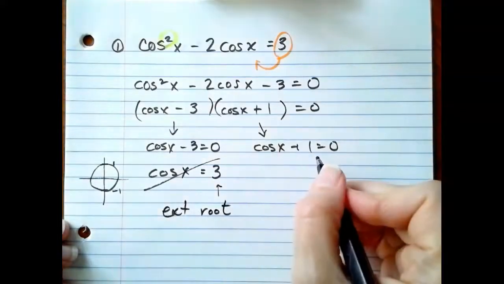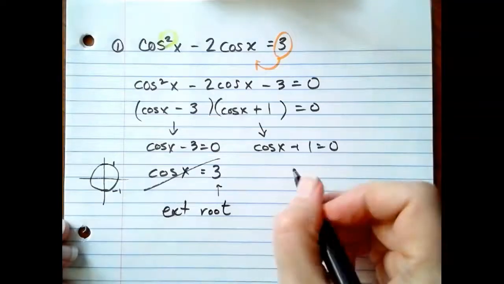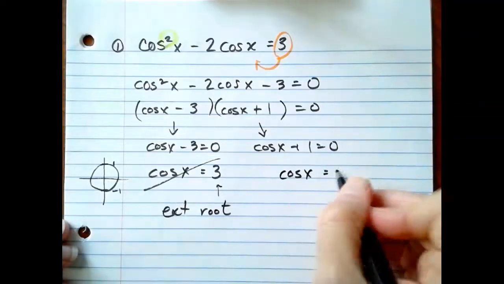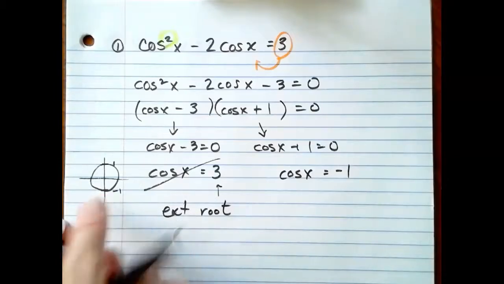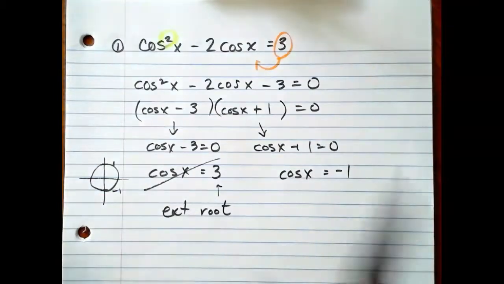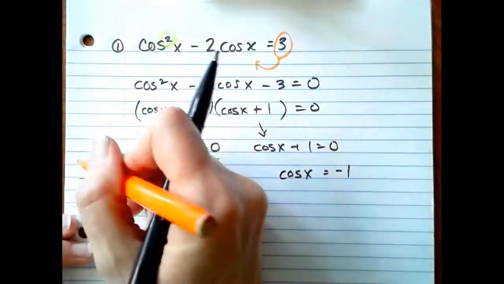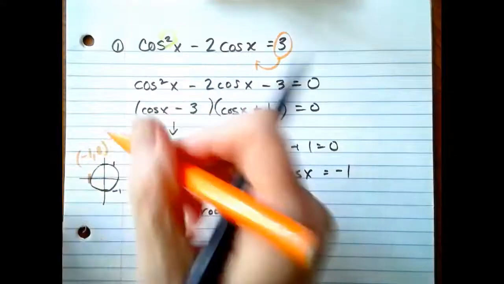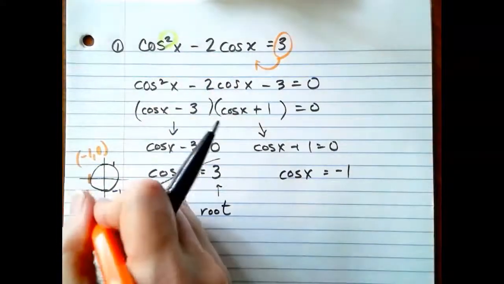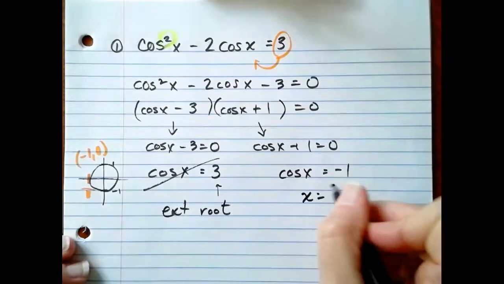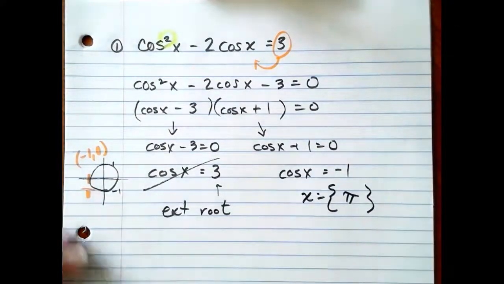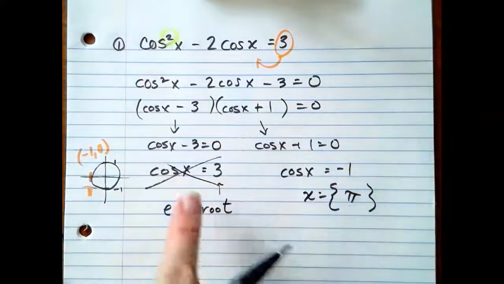But on the other side, cosine x plus 1 equals 0, cosine x equals negative 1. We see where the cosine equals negative 1. Oh, excuse me, that's the sine. Let's look right over here. We've got an x value of negative 1, and that, of course, is at pi. And that is our answer. x equals pi. So only one solution there, but that's okay. We had an extraneous root.